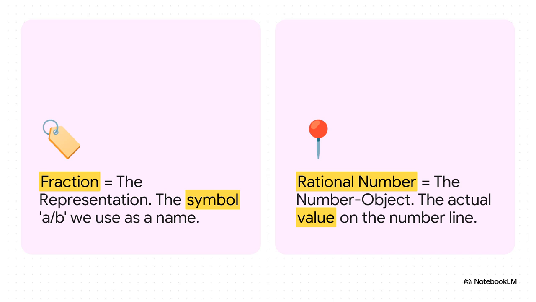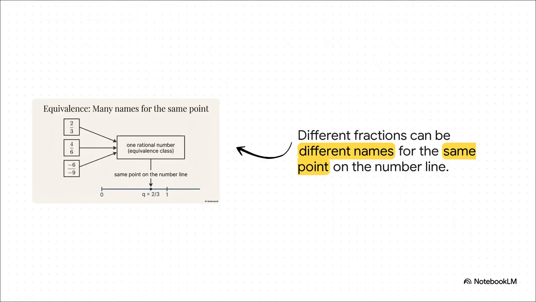The name isn't the thing itself. And this right here makes it crystal clear. Take a look. The fractions 2/3, 4/6, even something weird like -6/-9, these are all just different names. They look totally different, right? But they are all pointing to the exact same spot on the number line, that one single rational number we happen to call 2/3. That's what equivalent means. They just name the same exact value.